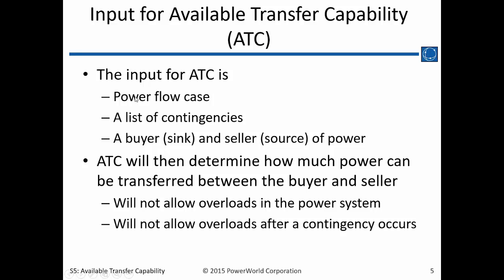As I mentioned, you do have to start with a power flow case, a solid power flow case. The list of contingencies is optional, so you can run the ATC just on the base case if you want, or you can run it with a set of defined contingencies. Then you also need to specify a buyer and a seller for the transfer, or a source and a sink. And then the ATC determines how much power can be transferred between those points until a limit is reached, a limit either in a transmission line or in an interface.